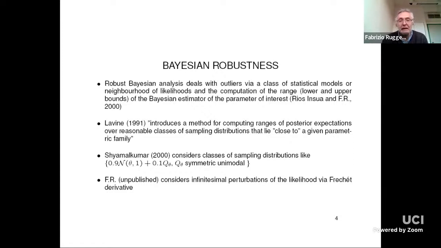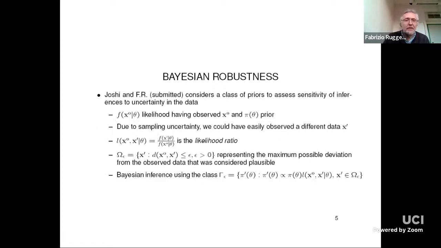Also, there are others in my unpublished work. I consider infinitesimal perturbation of the likelihood with the Fréchet derivative. But I just want to mention a very recent work with Chaitanya Joshi that you just submitted. Here we start from the usual Bayesian analysis with our data, X naught, a prior, and we do the analysis. But then we can assess sensitivity to uncertainty in the data, which is something similar, at least in terms of ideas, to what Steve and John and the other co-authors have done in their work.